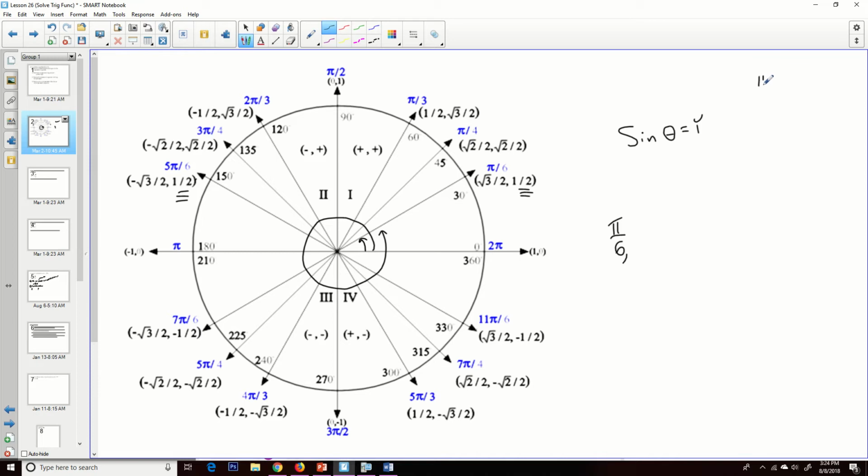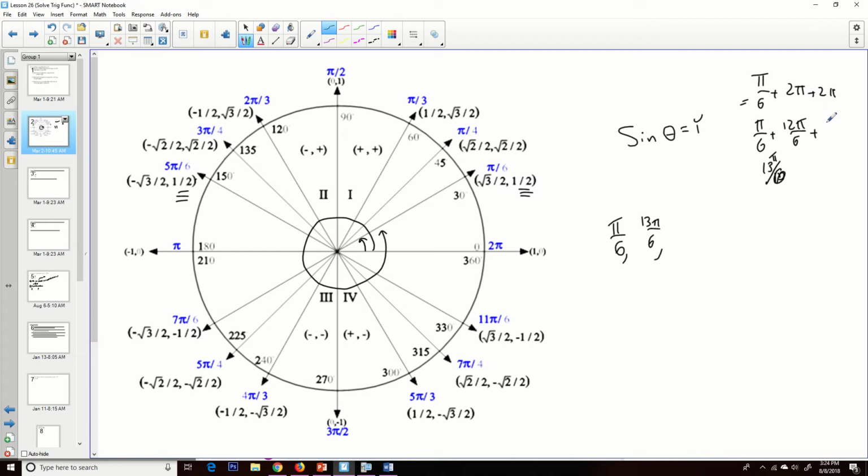pi over 6 plus 2 pi, which would be pi over 6 plus 12 pi over 6, because that's 2 pi, to get 13 pi over 6 is what that next one would be. So 13 pi over 6. And then the next one would be 2 pi more than that.